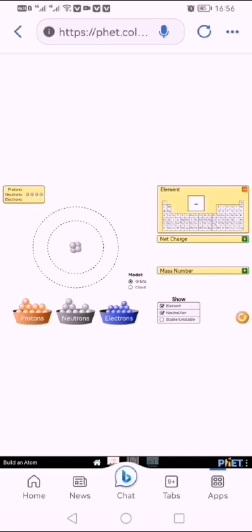and then we have 3 electrons, and then we have 3 protons. This is our lithium. This is how our lithium will look.